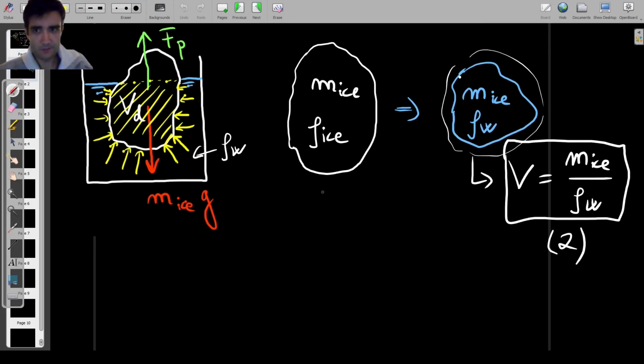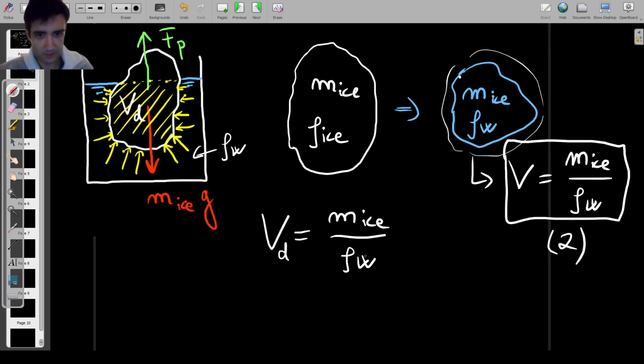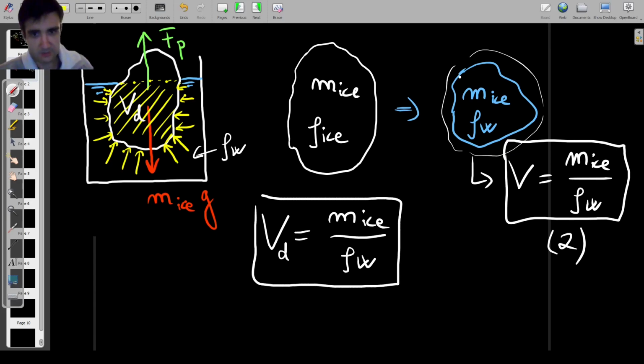which was the displaced volume of water due to the solid ice being in the glass, was equal to the mass of the ice divided by the density of the water. So if you look at those two equations, you'll see that they're actually the same, which means that after the ice melts, the water level doesn't change. So it stays the same.